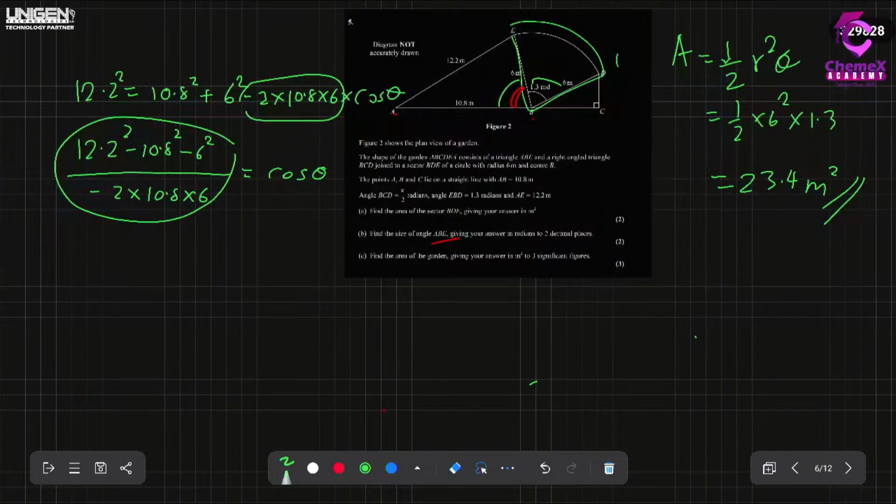So can someone type and tell me? 12.2 squared minus 10.8 squared minus 6 squared, entire thing divided by minus 2 times 10.8 times 6. So then cos inverse, make sure you are in radian mode when you do cos inverse. What do you get?